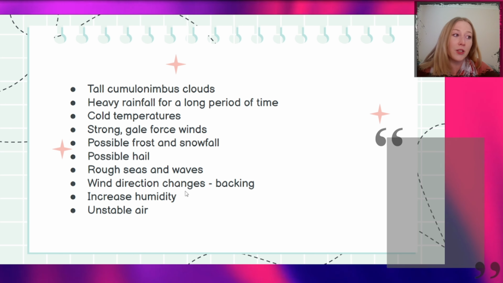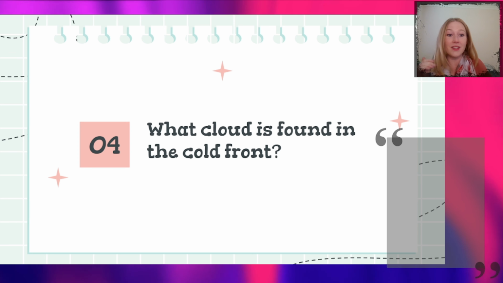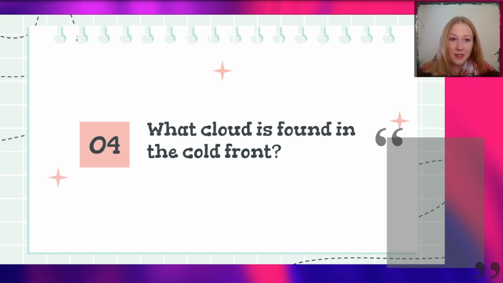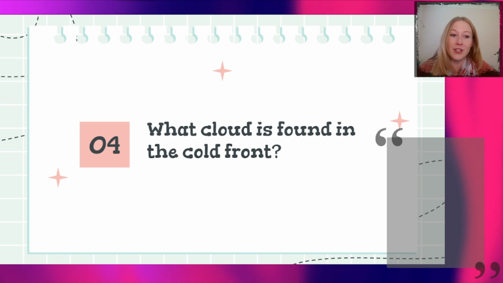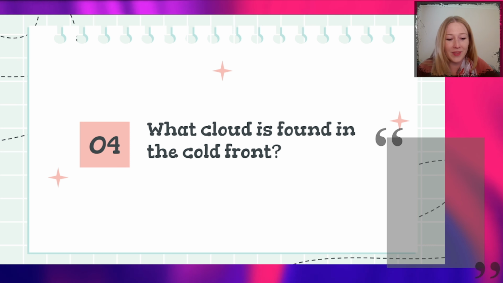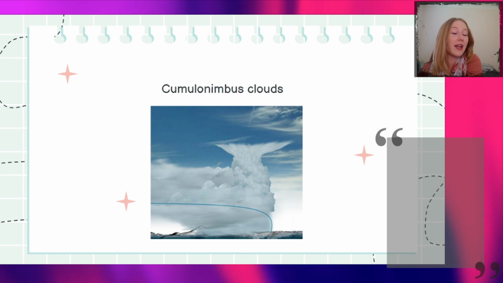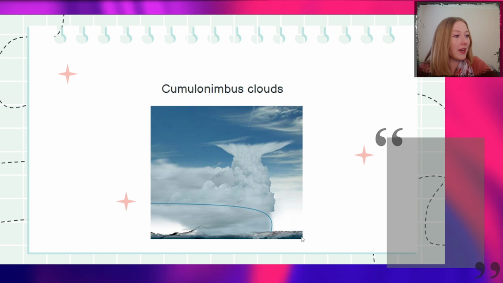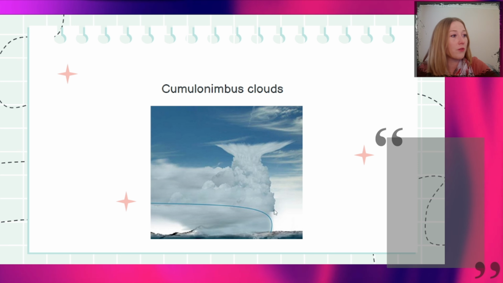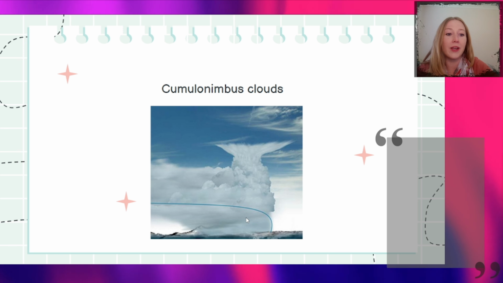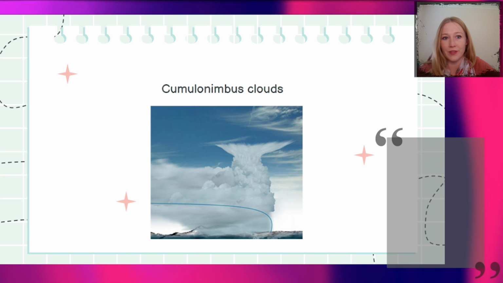We would notice an increase in humidity and there will be unstable air. And yes, I did say that this is actually a question that does get asked by itself on multiple occasions. What type of cloud do we find in front of or in a cold front? Simply the cumulonimbus cloud. It's a very tall cloud that forms as the air quickly rises up in front of the cold front, and it forms these massive towering clouds that bring with it this severe rainfall, snow, hail, all of that.